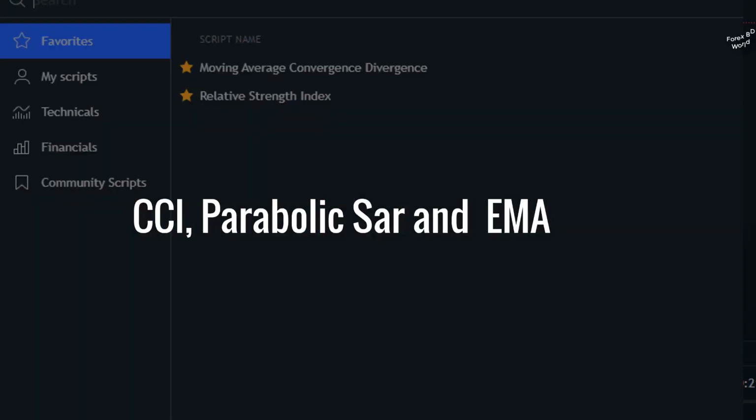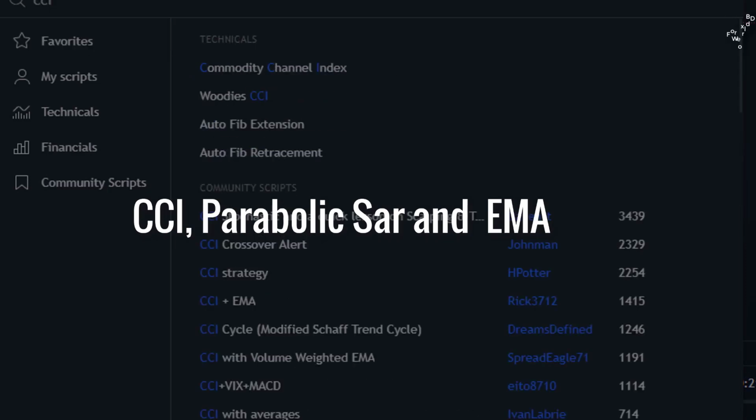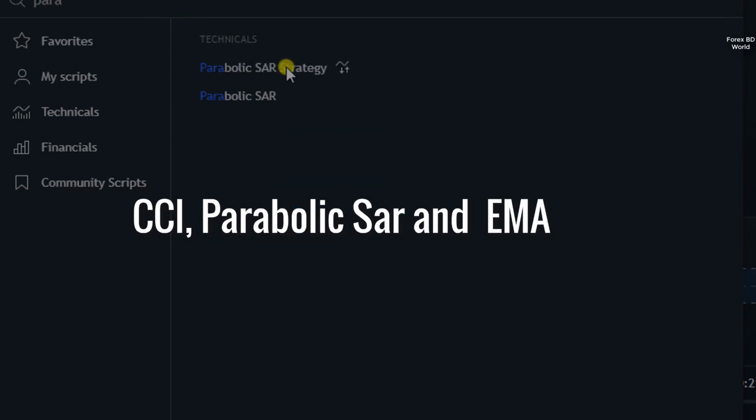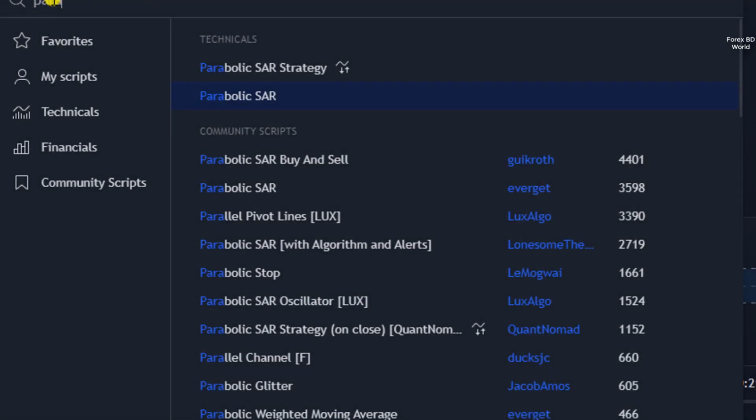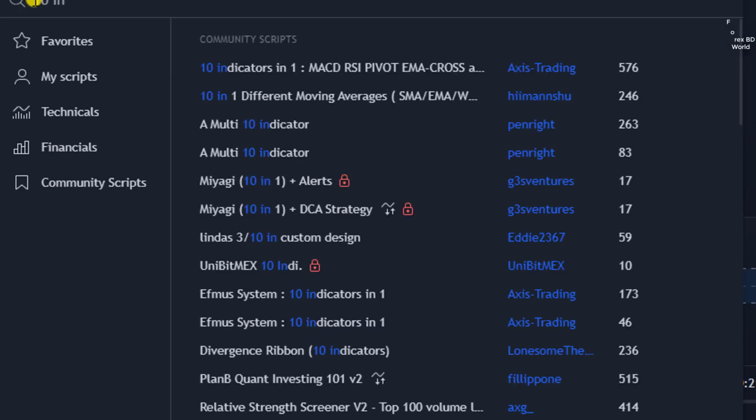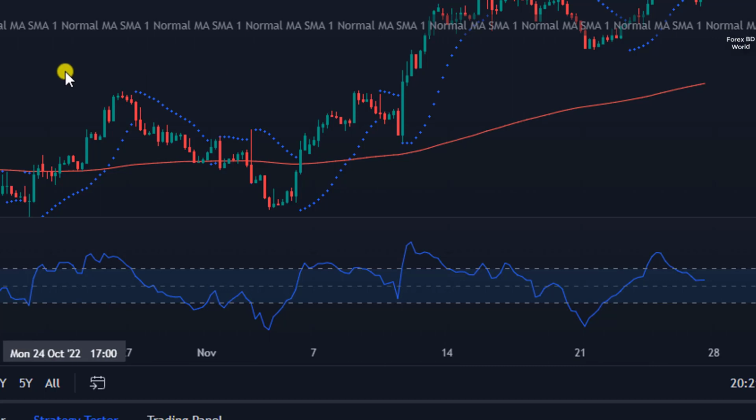One of them is CCI, the next one is parabolic SAR, and the last one is the EMA. If you search by writing their names in the search option, these indicators will come in front of you, so search and then do it. Even then, we are showing you how to set up one by one, but for EMA, that is, moving average, you have to write and search for 10 in one different moving average. By doing this, an indicator will appear in front of you. Once clicked on it, this indicator will be set up on the chart.